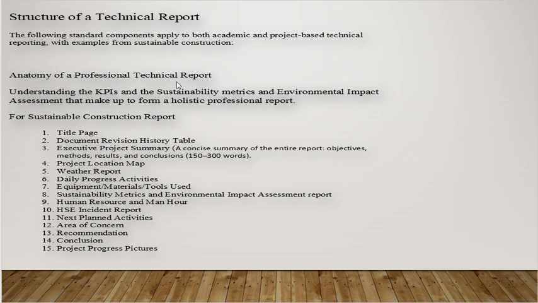Number one is scope of work. For you to be able to tailor and structure a professional technical report, you must first of all understand the scope of the project. For example, a sustainable construction of 5 kilometer rigid pavement. Now, that is the project. First of all, you need to understand the scope of the 5 kilometer rigid pavement.